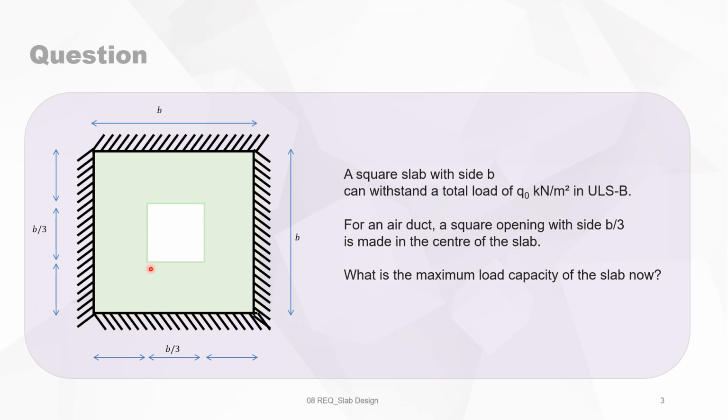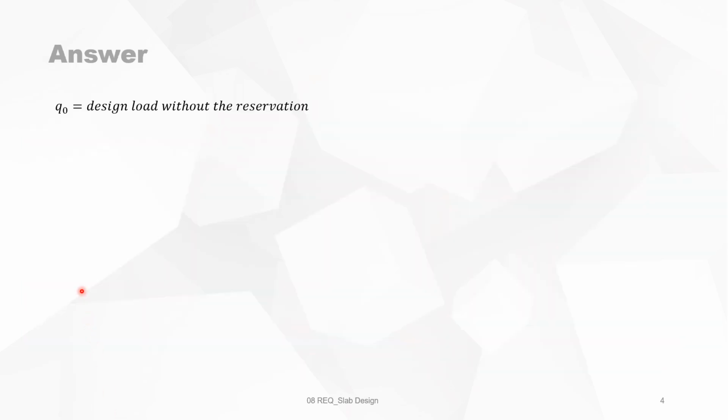For an air duct or something else, a square opening with side B/3 is made in the center of the slab. What is the maximum load capacity of the slab now? We start with the design load without the reservation, and we will compare this with the design load with the reservation.